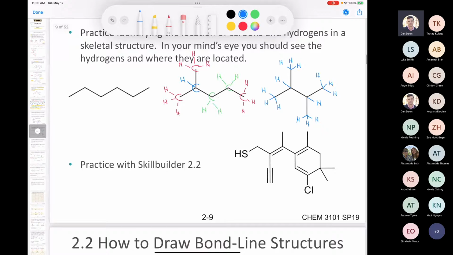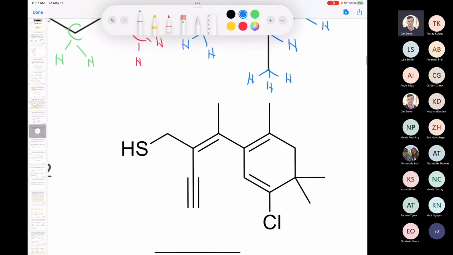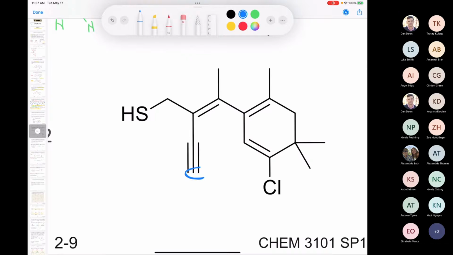And then if we look at this last compound here, this one's a little bit more work because there's all kinds of interesting stuff in here. But let's try a few of these, okay? I'm going to erase these ones just to make room. I'm going to start with this carbon highlighted in blue. How many hydrogens are missing on this carbon? Exactly, only 1 because it's already got 3 bonds. And so there's a hydrogen missing here.